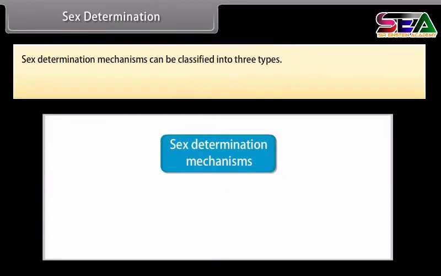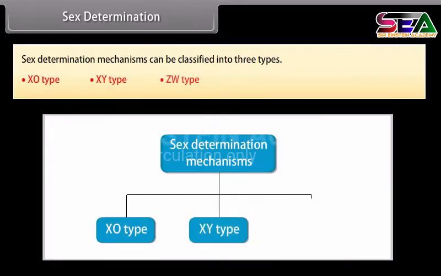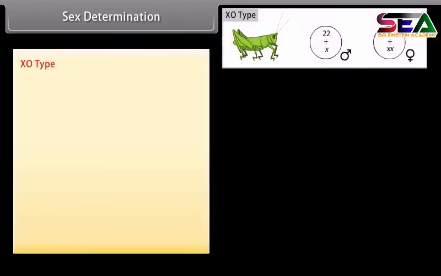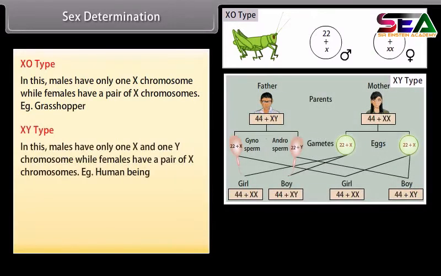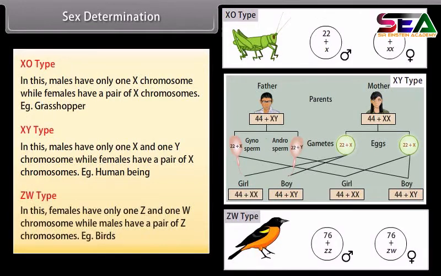Sex determination mechanisms can be classified into three types: XO type, XY type, ZW type. XO type. In this, males have only one X chromosome, while females have a pair of X chromosomes. Example, grasshopper. XY type. In this, males have one X and one Y chromosome, while females have a pair of X chromosomes. Example, human being. ZW type. In this, females have one Z and one W chromosome, while males have a pair of Z chromosomes. Example, birds.